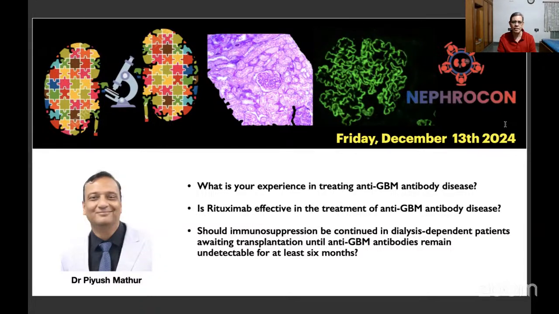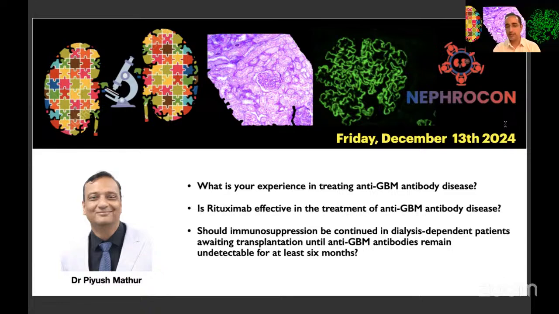Twice we would do the anti-GBM titers 4 weeks apart. And if, done twice 4 weeks apart, both are negative, then we will go ahead and transplant. Yes, sir. Right, sir. Your point is very well taken.